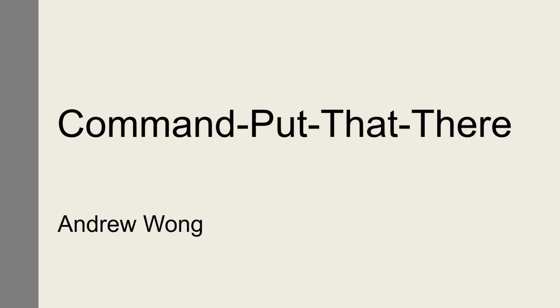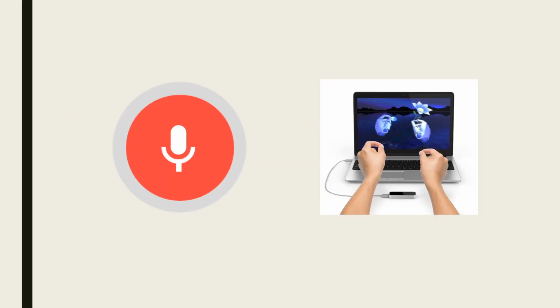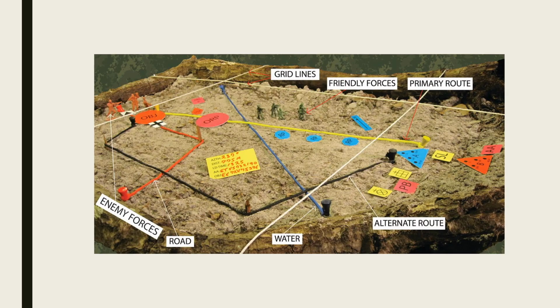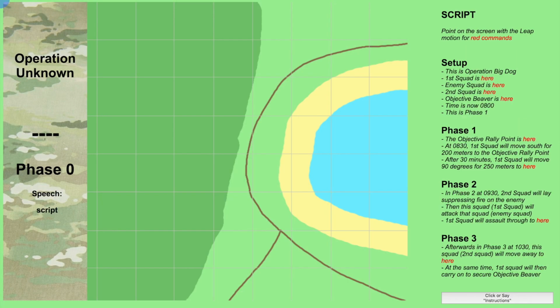Command Put That There is a visual aid designed to help military leaders better communicate their plans to their subordinates. It uses two modalities, speech and hand tracking. It can be seen as the virtualized version of the terrain model kit, the current best solution. Here's a demo of the system.